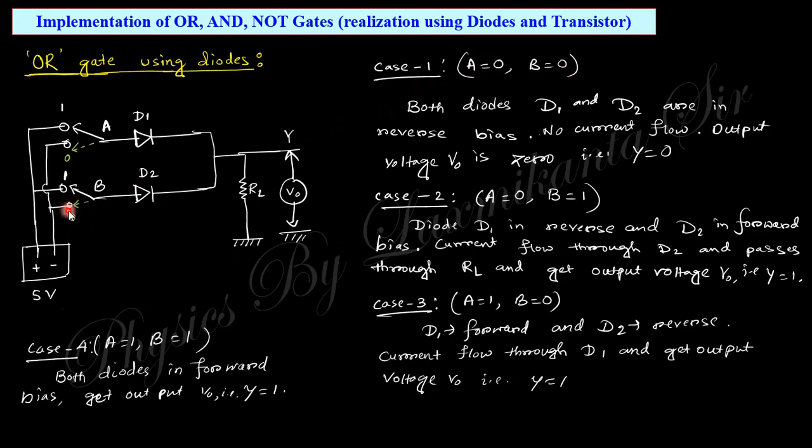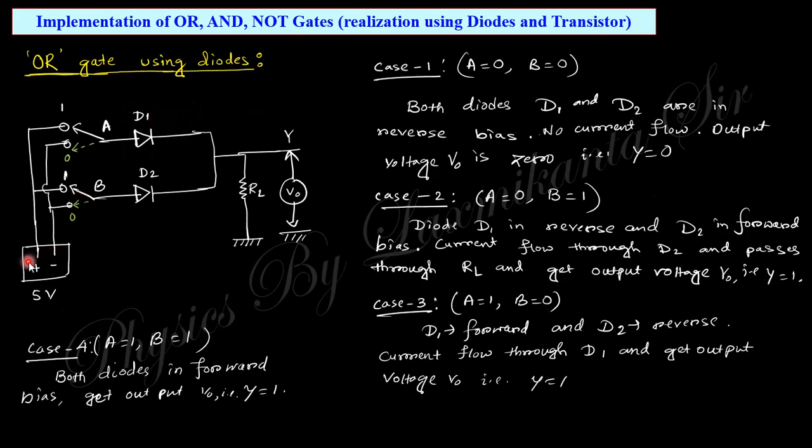When both inputs are 0, that means both are connected to the negative terminal, both diodes are in reverse bias. Since both are in reverse bias, no current flows through here. Since there is no current flow, the output will be 0. So when both inputs are 0, output is 0. In the next case, when A input is 0 but B input is 1, the diode is in forward bias, so the current flows through this diode and up through the resistor, and we obtain the output. So when B is 1, output is also 1.